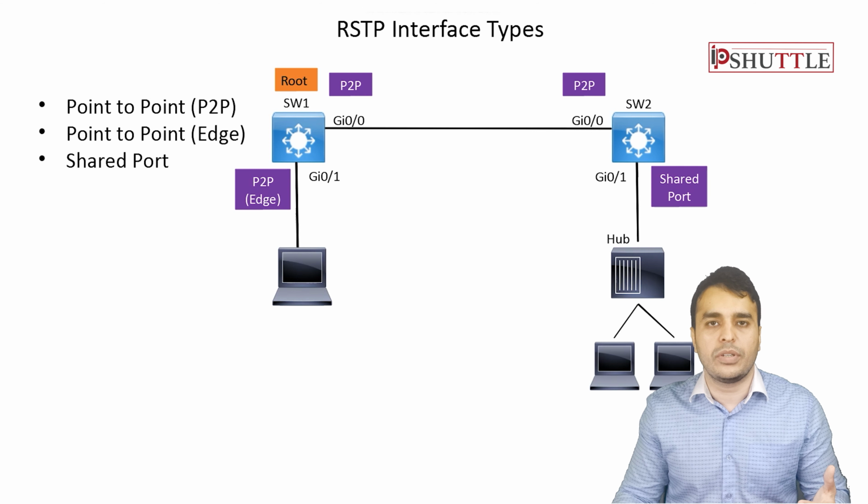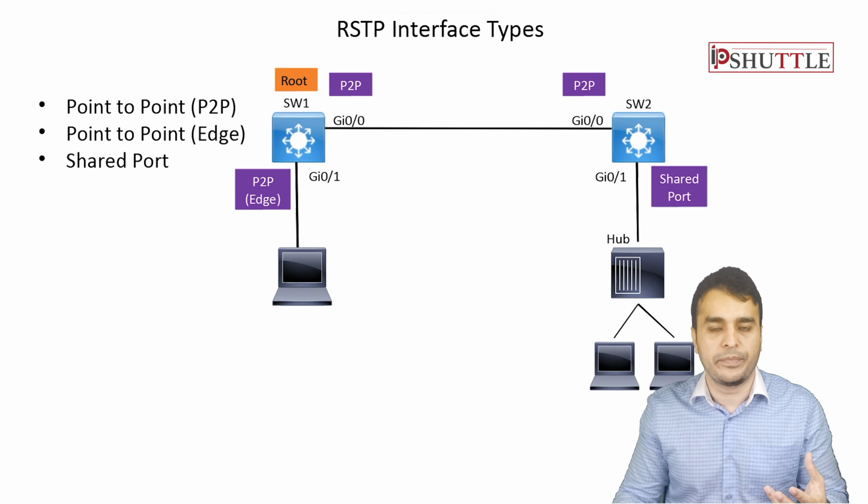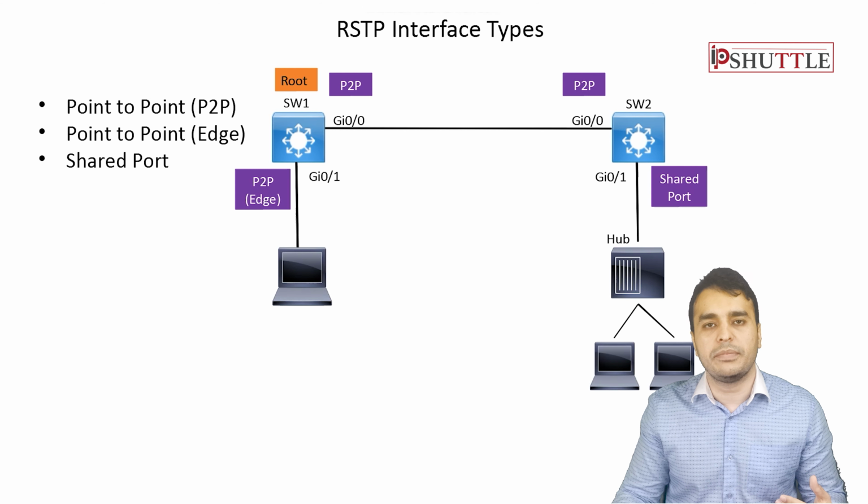If it is connected to a single device, which is basically a switch, then it will be called P2P, also called point-to-point. If it is an access port and there is a device like a computer, printer, or IP phone, then it will be point-to-point edge. And if it is a hub or any network which has shared computers on the other side, that means it's going to be named a shared port.